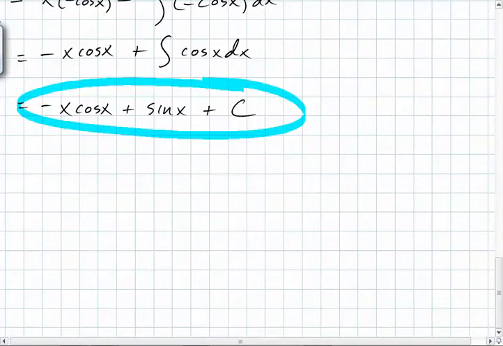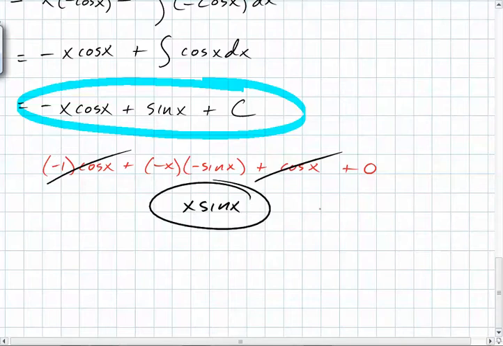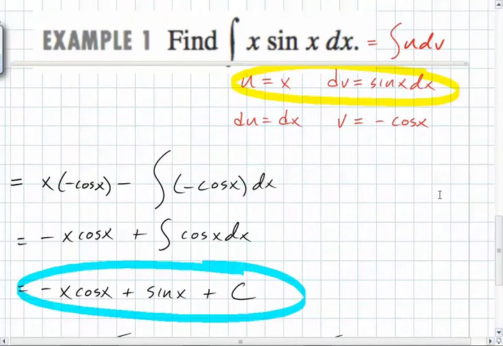The derivative of the first times the second plus the first times the derivative of the second, which is negative sine x, like this, plus cosine x plus 0. What happens here? And you're left with? Did it work? It did.